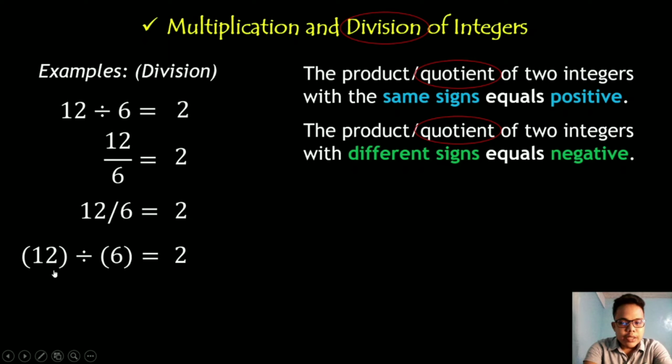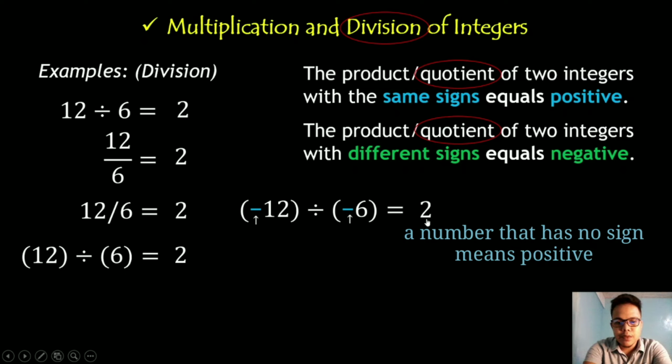Since yung signs ng integer na 12 at integer na 6 are the same, which are both positive, kaya ang na-obtain natin na quotient is positive. Paano kung yung given integers are negative 12 and negative 6? Ang quotient na ma-obtain po natin is still positive since yung signs are the same, which are both negative. Kaya ang na-obtain natin na quotient is positive, which is positive 2.